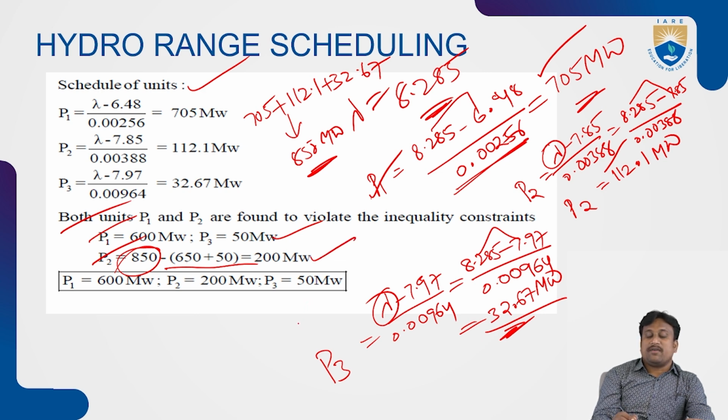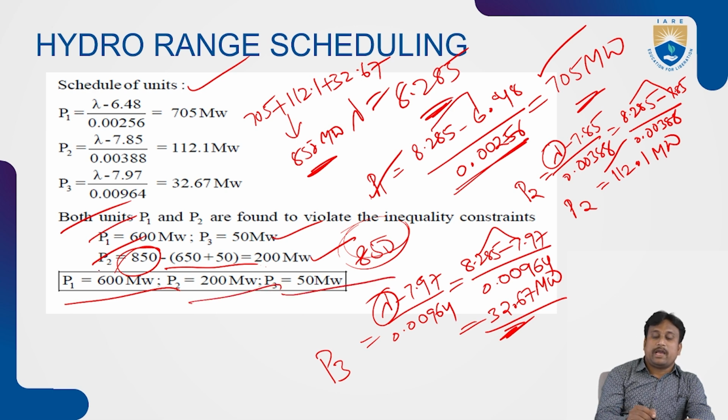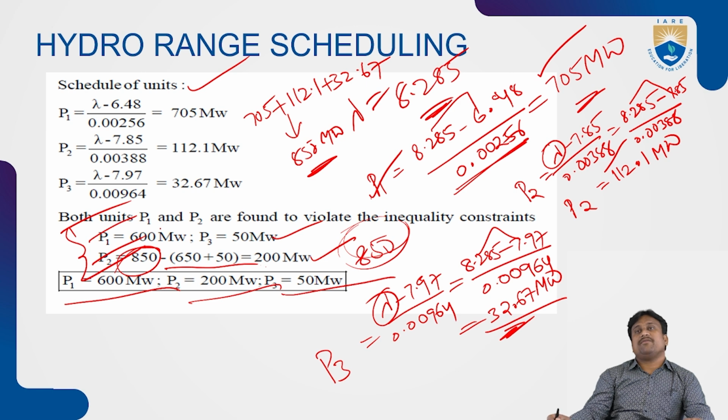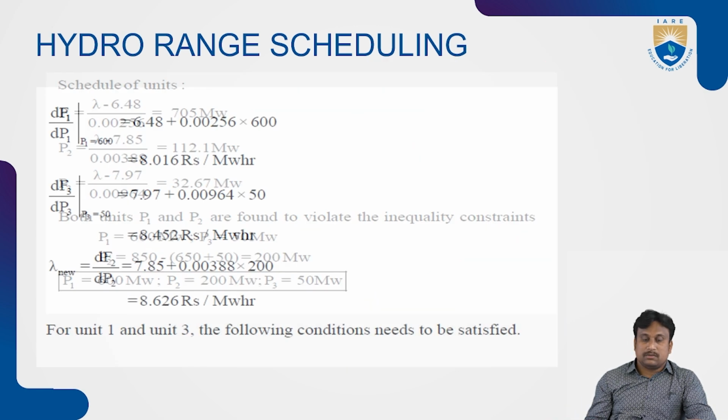So 200 megawatts means this 600, this 250. Total how much? 600 plus 200, 800 plus 50, 850 megawatts. So P1 is 600 megawatts, P2 is 200 megawatts, P3 is 50 megawatts. Like that we can calculate these three variables, like P1, P2, P3 combinations.